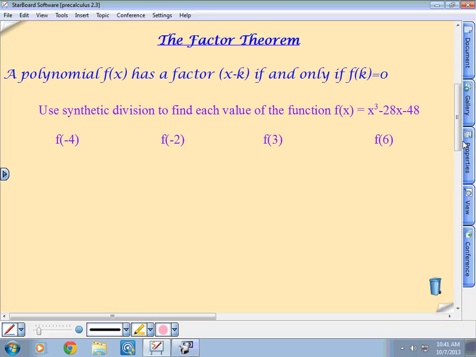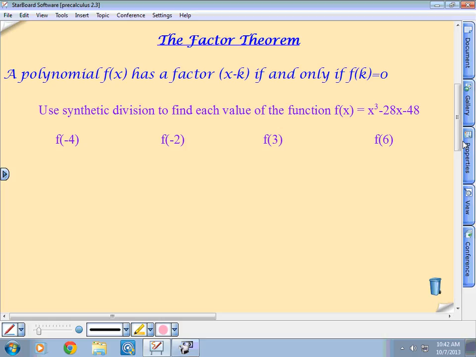The factor theorem. A polynomial f of x has a factor x minus k if and only if f of k equals 0. So in the last problem, you put in your negative 2 and it gave you negative 44. That tells you that there's a remainder. However, if you evaluate it and you get a 0, then it goes in evenly. There is no remainder.